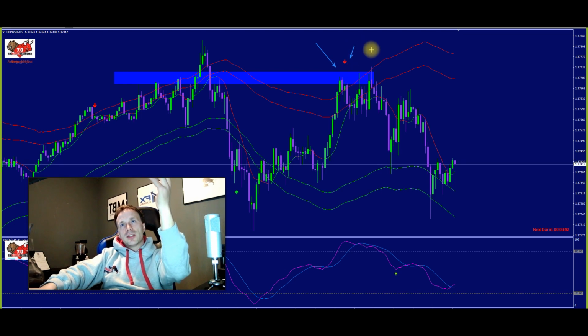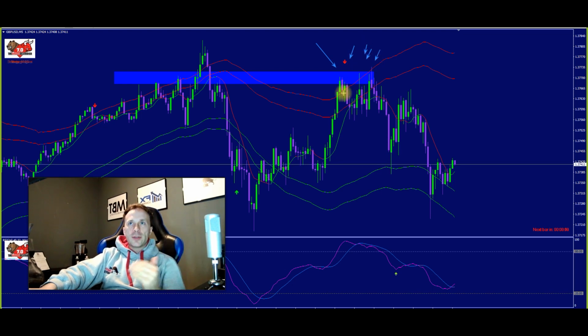There was a lot of sellers happening here. How did I know there was a lot of sellers here? How did I know that price was going to drop from this level? Well, first of all, I've got a Mogwai arrow. That's my first combination. I've got the MACD oversold, overbought, which is my second combination.